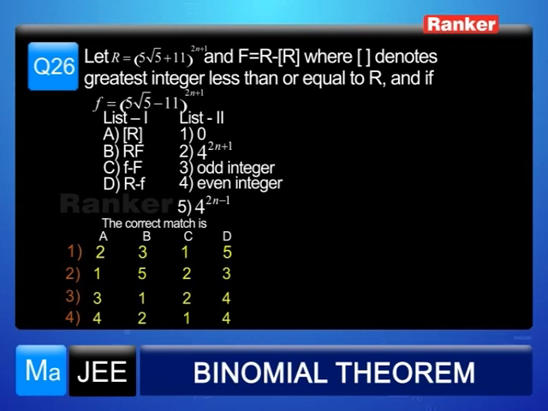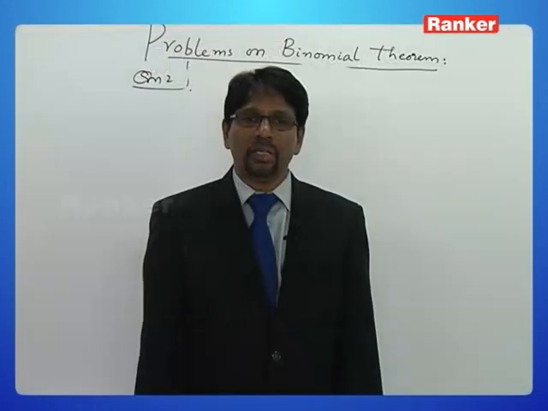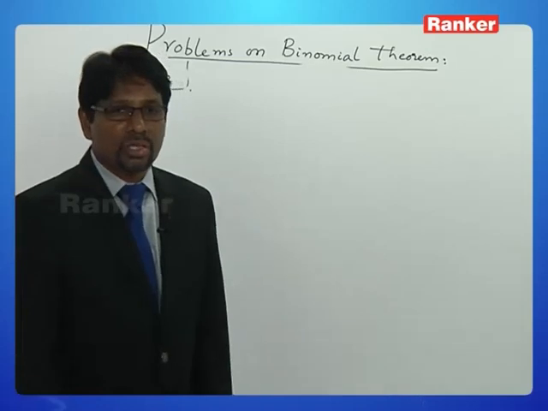The first option is A matched to 2, B to 3, C to 1, and D to 5. Second option 1, 5, 2, 3. Third option 1, 3, 1, 2, 4. Fourth option 4, 2, 1, 4. So let's have a look at this question here.